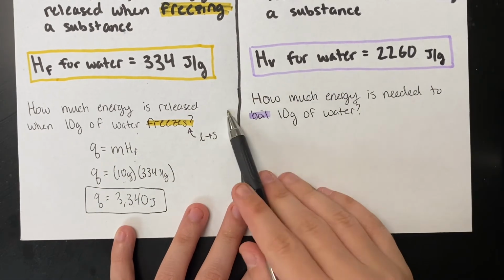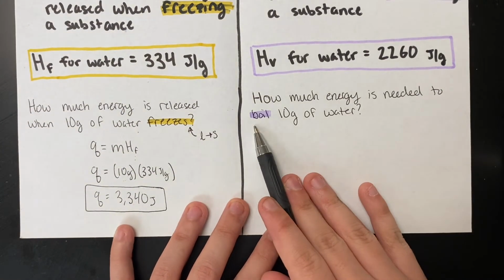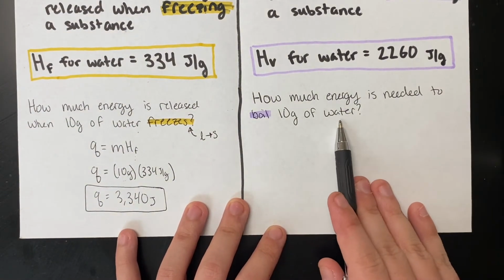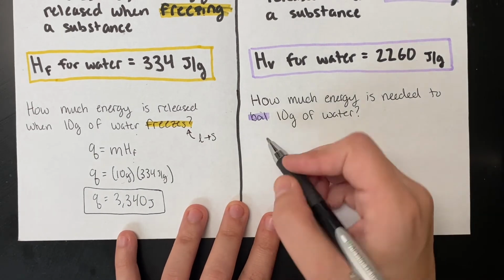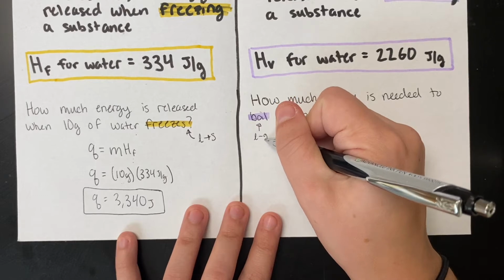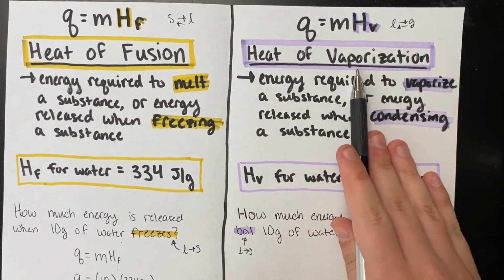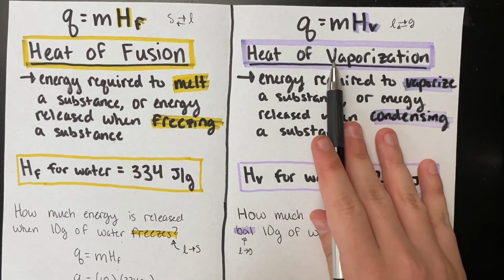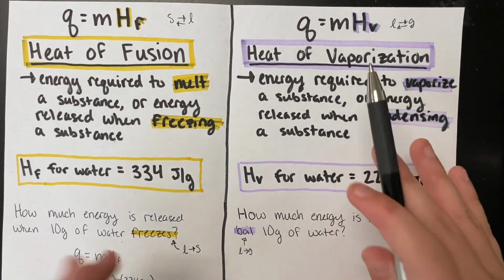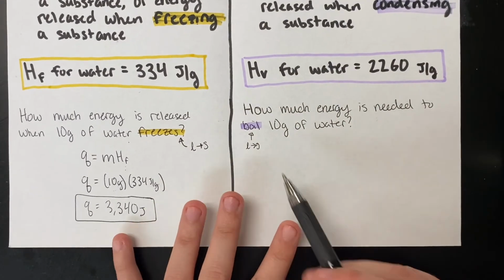Over here we have a very similar one. It says, how much energy is needed to boil 10 grams of water? Since we're boiling, that is going from a liquid to a gas, which means we are going to use the heat of vaporization. Remember, vaporization is basically the same thing as evaporation or boiling, just another fancy word for it.